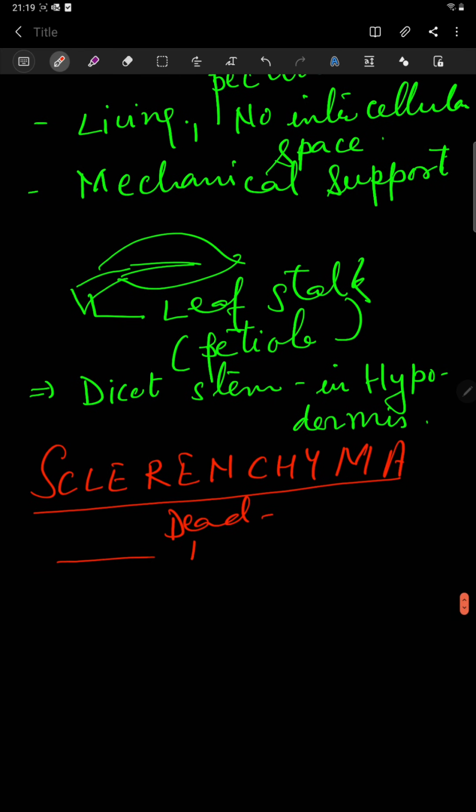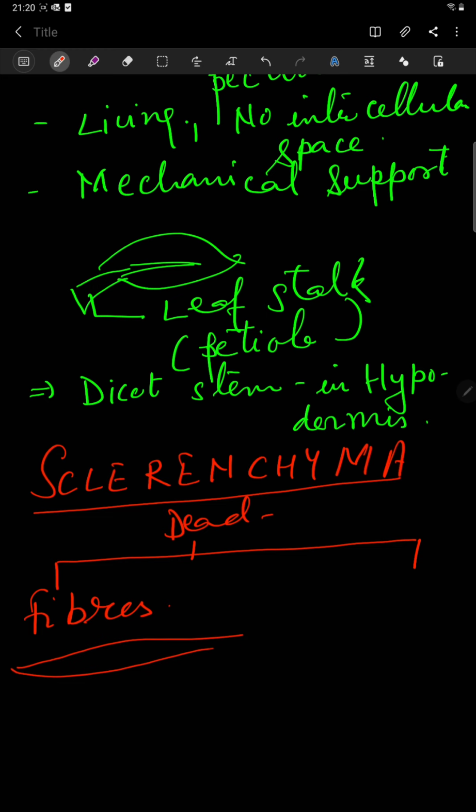The cells are further divided into two parts. Number 1, fibers. As you know, fiber as the term indicates is fiber-like, thread-like, very fine and narrow. So these fibers are present and show a structure like this one. They have a secondary cell wall and a very narrow lumen, provide mechanical support, and of course they are dead.